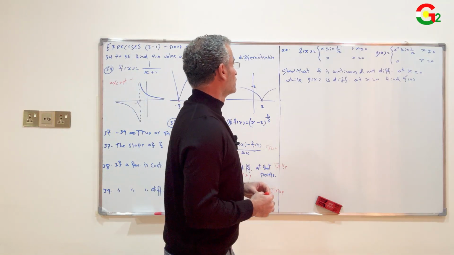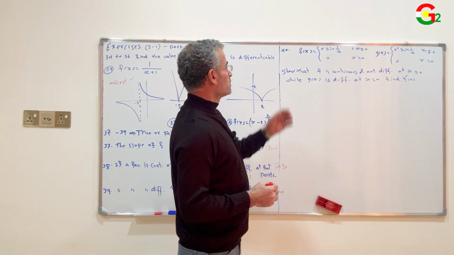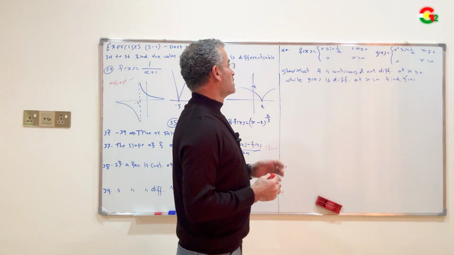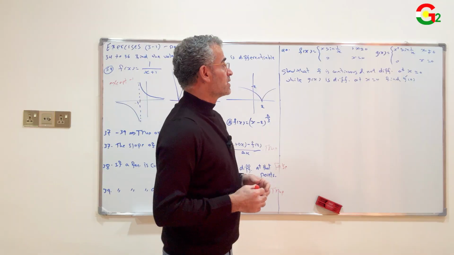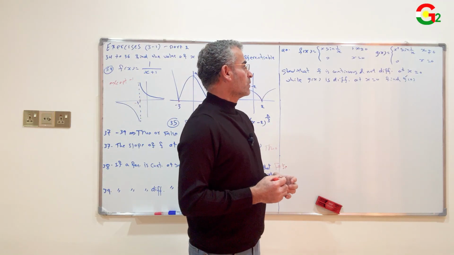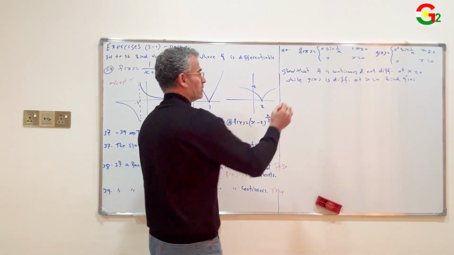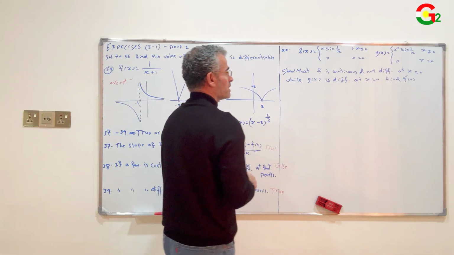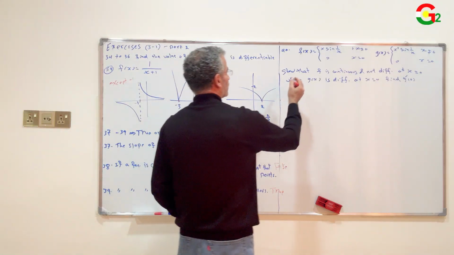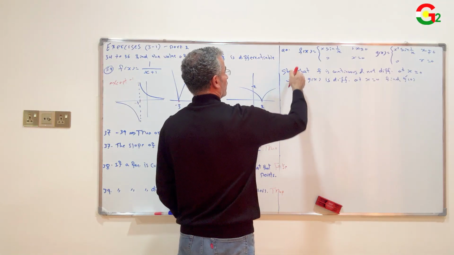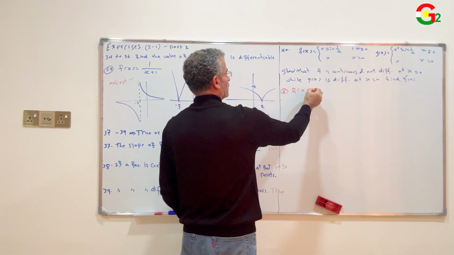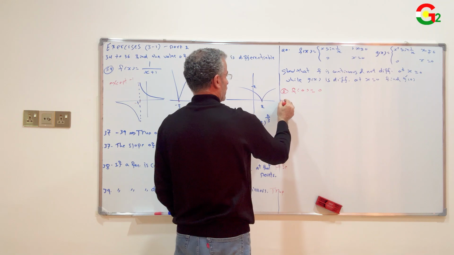Question number 40, f of x equals x sine 1 over x when x is not equal to 0, and 0 when x equals 0. g of x equals x squared sine 1 over x when x is not equal to 0, and 0 when x equals 0. Show that f is continuous and not differentiable, while g is differentiable and continuous. For the continuity of f of x, the first condition, f of 0 equals 0.